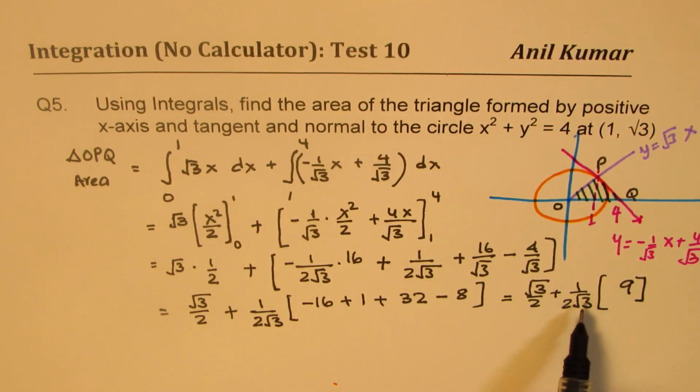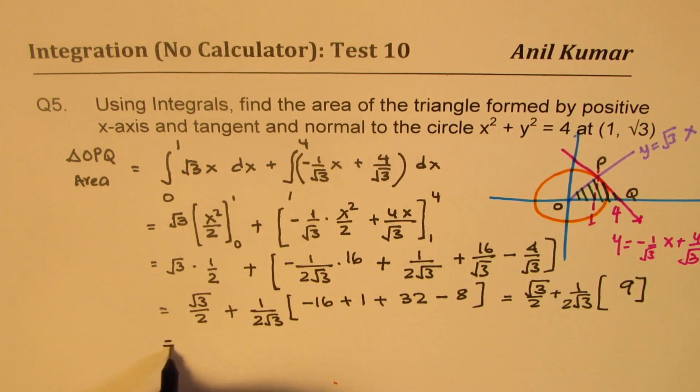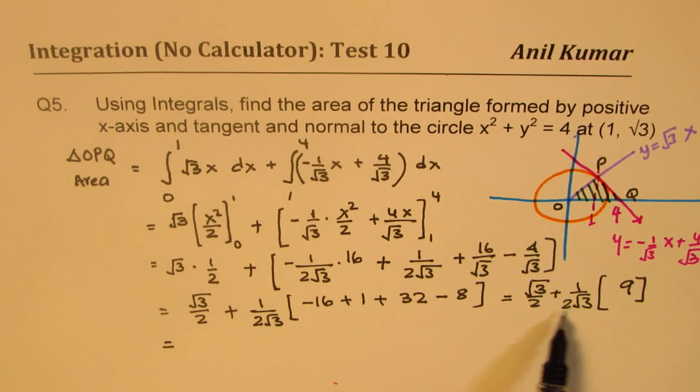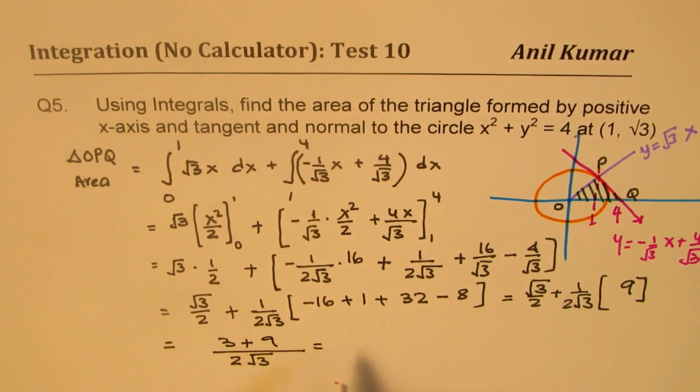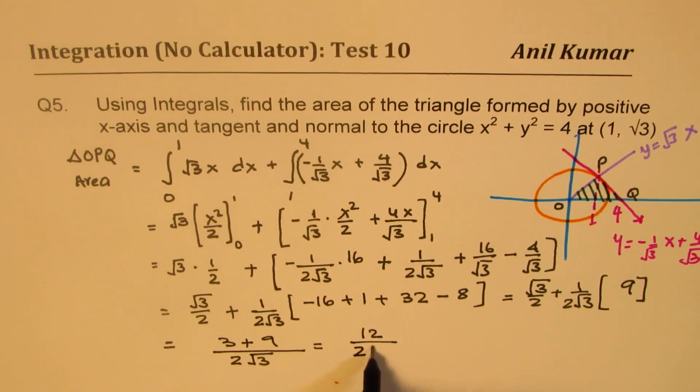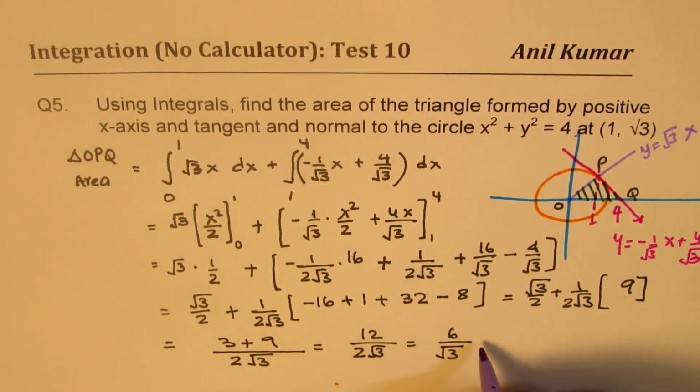So now we can simplify this. That gives us, taking 2 square root 3 as common, right? Let's take 2 square root 3 as common. Multiplying here, we get 3 plus 9, which is 12 over 2 square root 3, or 6 over square root 3. Now this could be rationalized. So you could multiply and divide by square root 3.